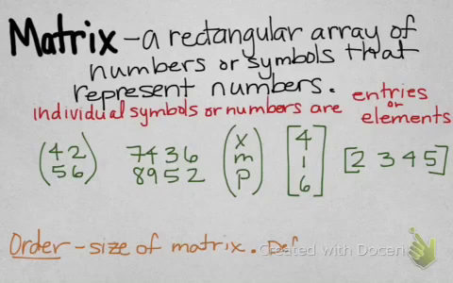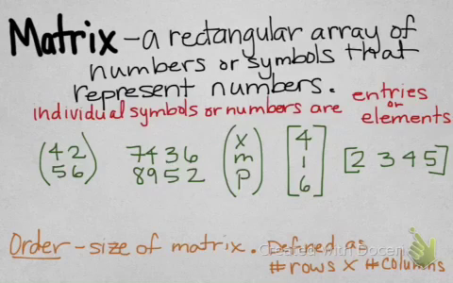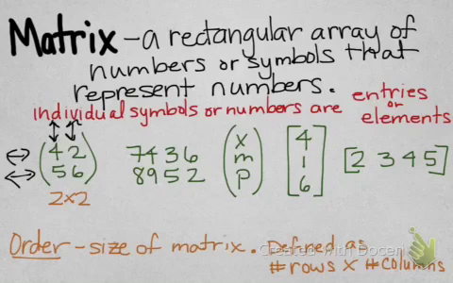So the size of the matrix is defined by row and then column. So when we talk about the size of the first matrix, it has 2 rows and 2 columns. Again, rows go side to side, and so there are 2 rows, and then columns go up and down. So this one has 2 columns, so it's 2 by 2.